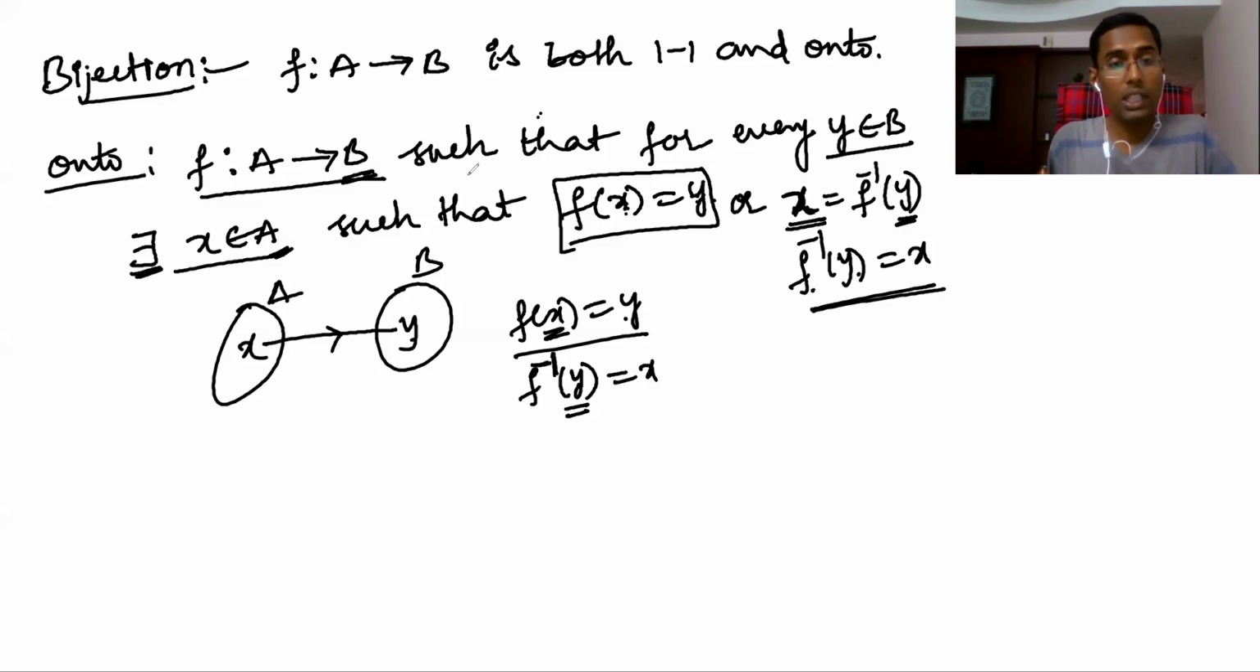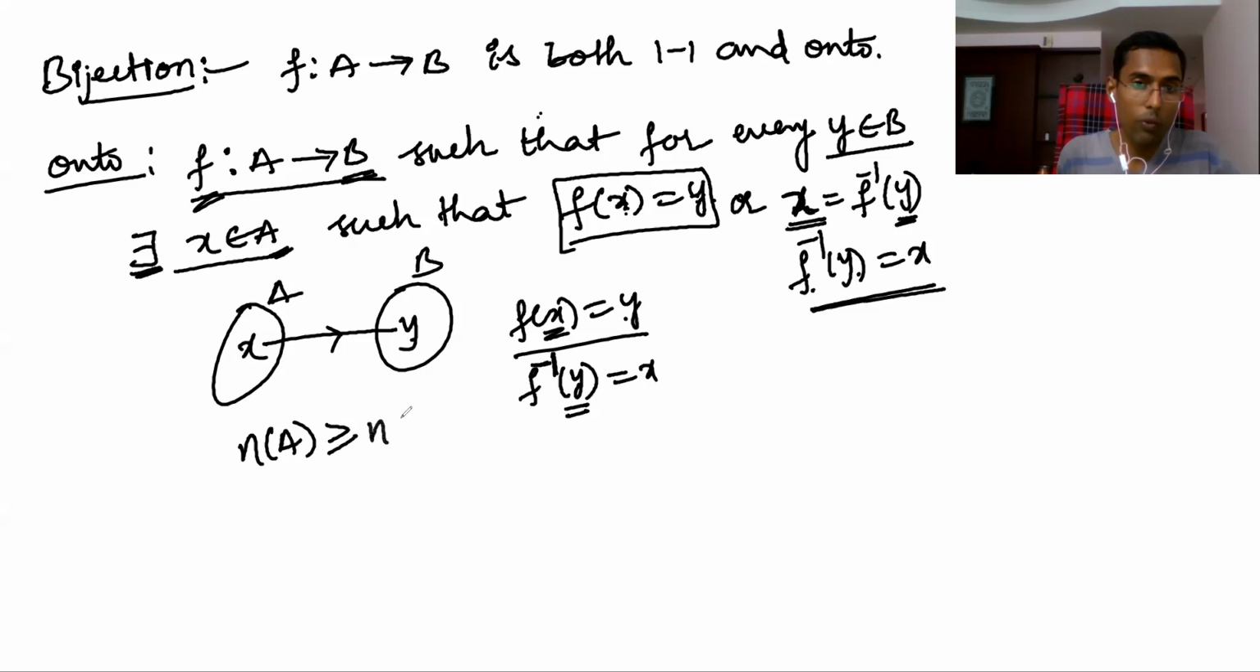So now what I am saying here: f is a function from A to B such that for every y belongs to B, that means every element in B, there exists a pre-image in A. Then we say f is onto, the same thing I told yesterday. So what is the condition? The number of elements in A must be more than or equal to the number of elements in B. This is the condition I told for onto function.